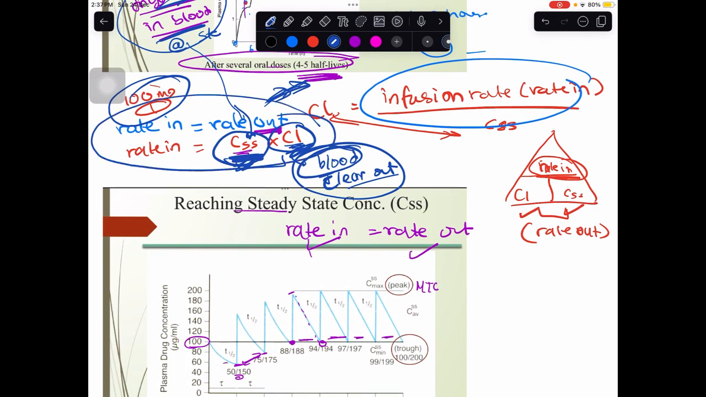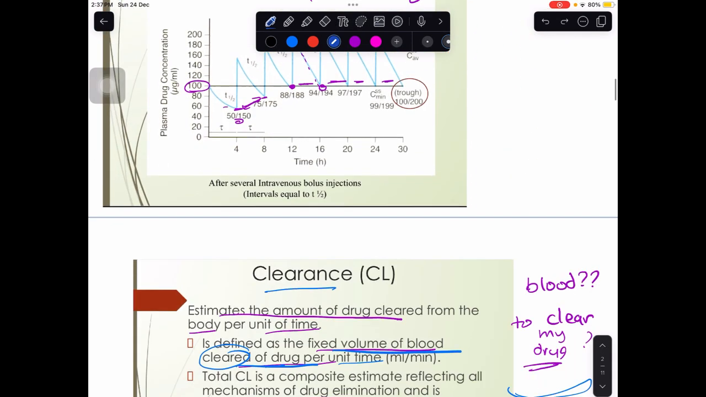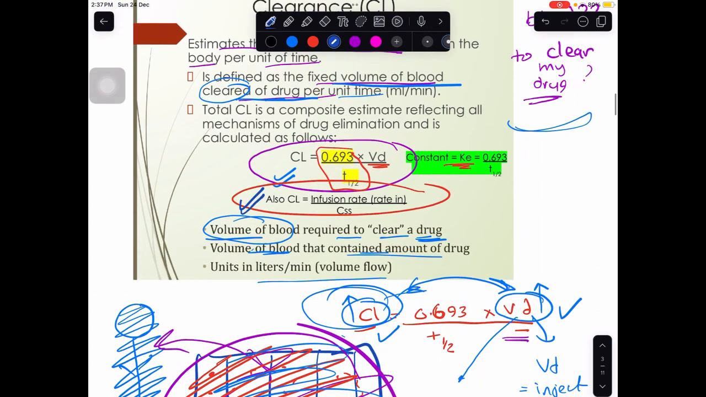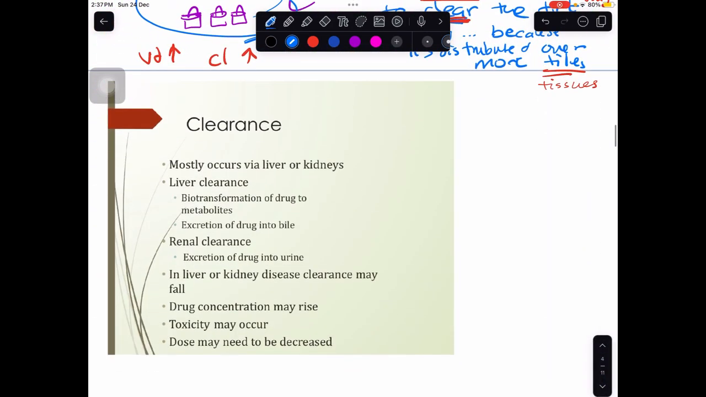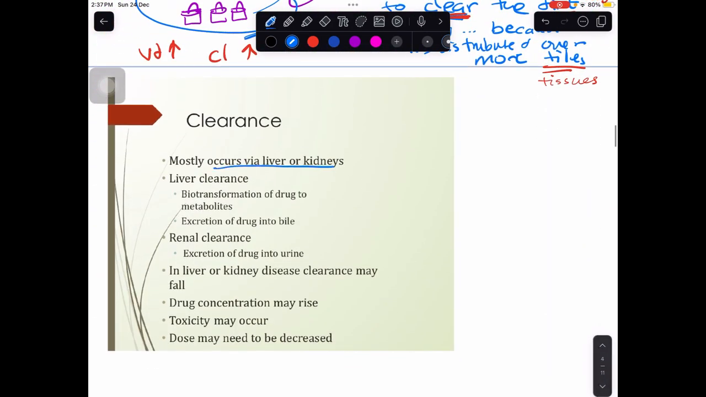They just rearranged it to make clearance the subject, and then they did it using the pyramid as we mentioned. They're just rearranging the equation. Okay? So this is what this equation also means. Alright, it makes sense. So here clearance was understood. What does it mention here? It says the clearance mostly occurs via the liver or kidneys.